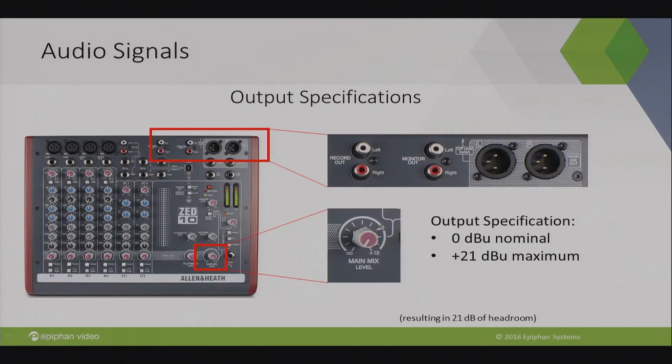Okay, that tells me roughly what that average level is going to be, but it doesn't tell me anything about the dynamic range. It doesn't tell me where the peaks will be relative to that signal. And so the 21 dBu maximum is telling me that this mixer will begin to clip the signal itself if the dynamic range is more than 21 dB.